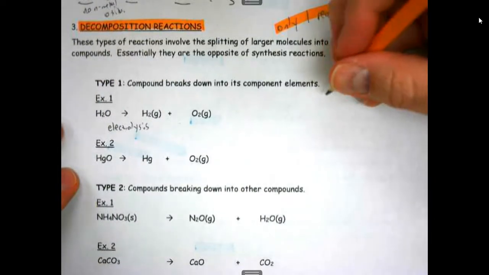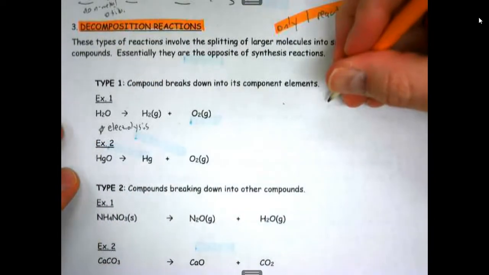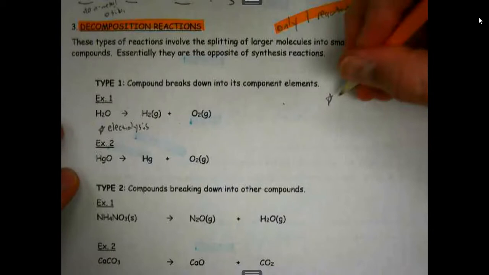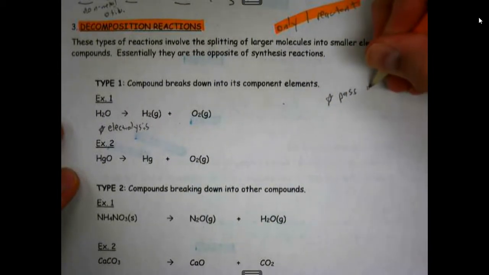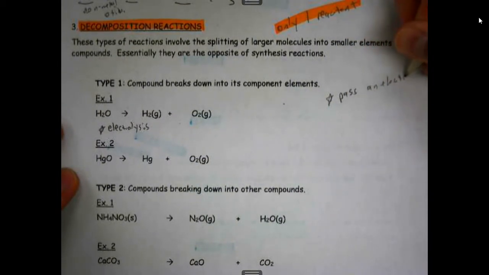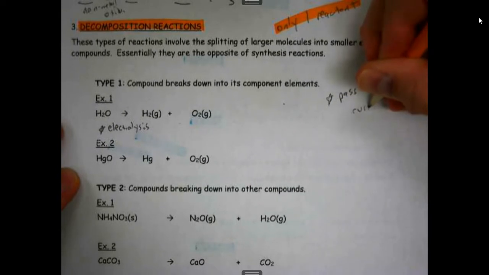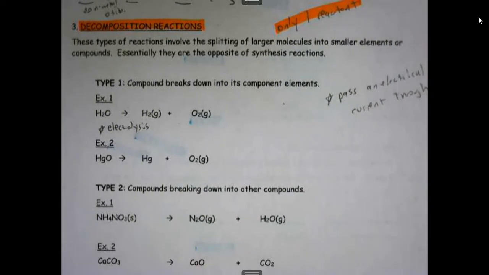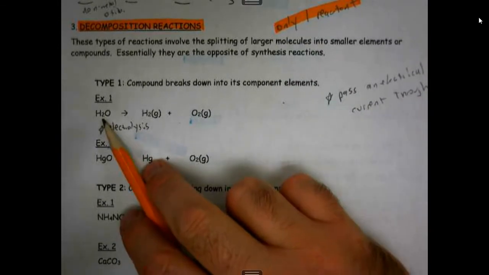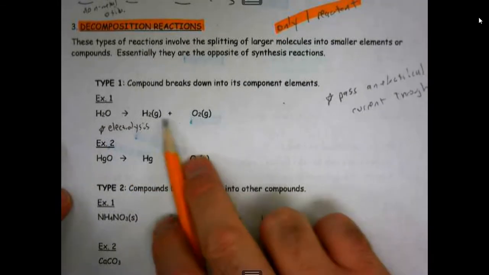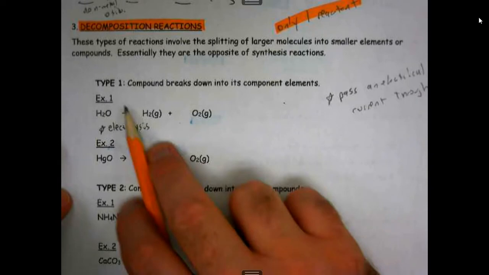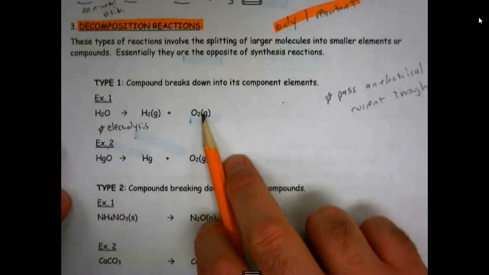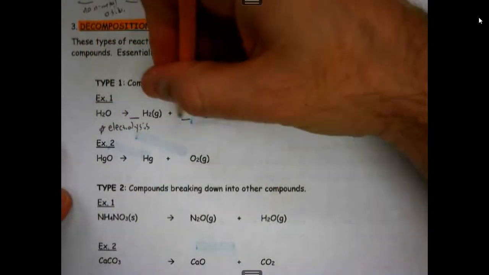And what electrolysis is, it means that you pass an electrical current through it. So you can have a solution, water or just water, and then you run a current through it, and it will decompose the molecule into its elements. Okay, in this case, it's H and O.